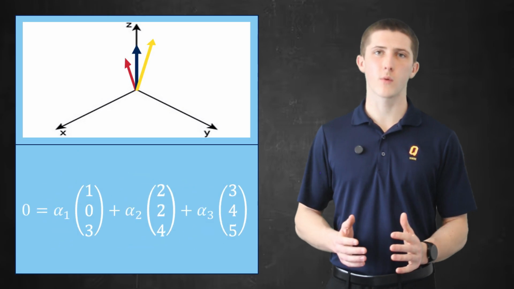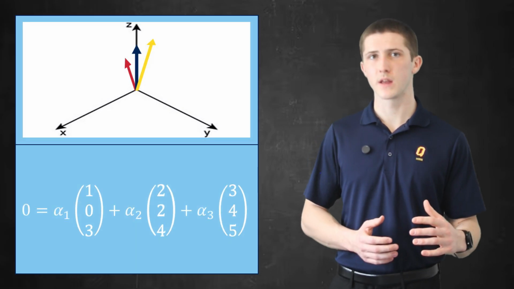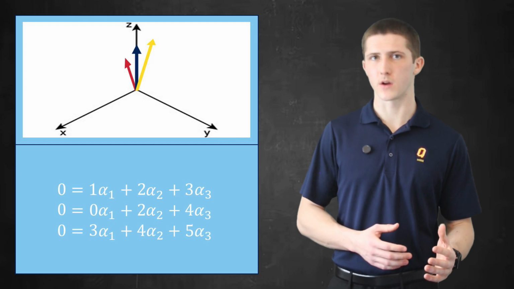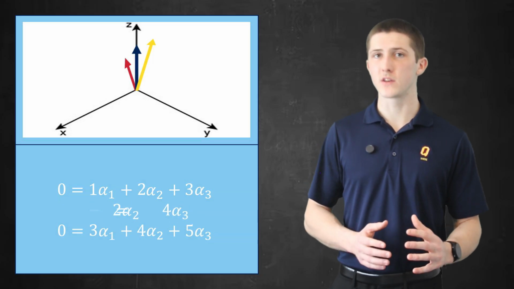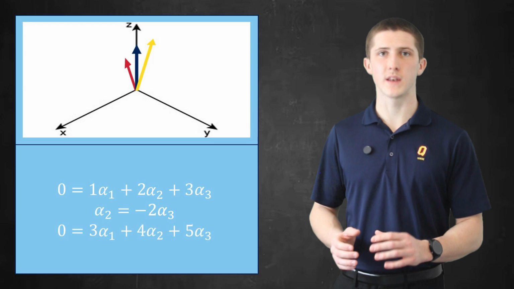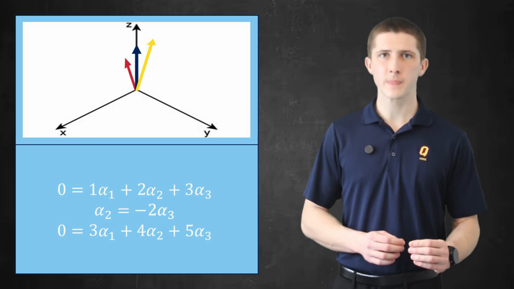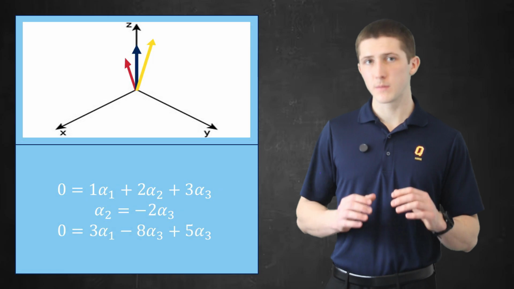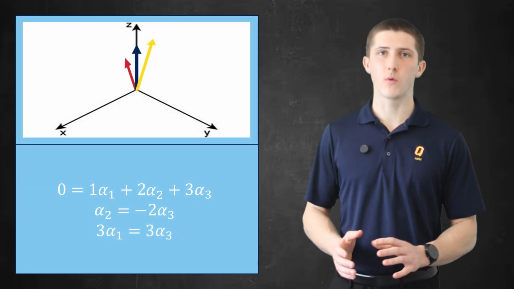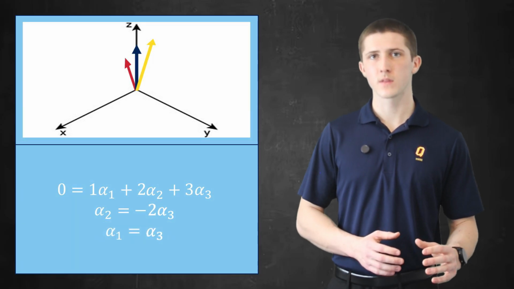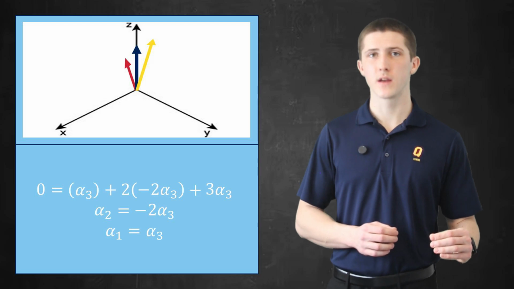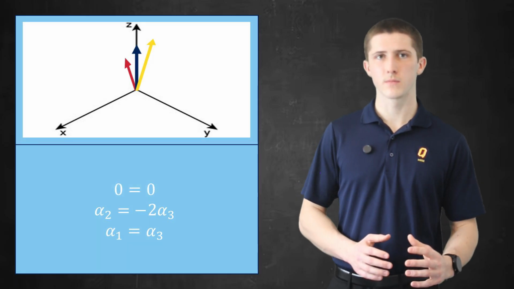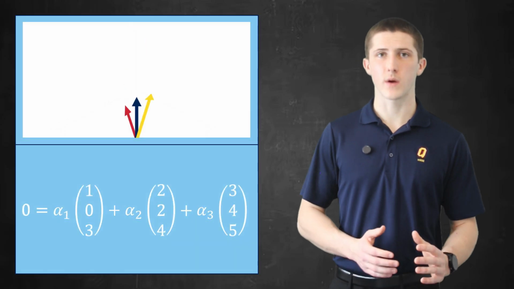Well, we can write out our equation and start trying to find a solution. In the second equation, we only have two variables since alpha 1 is multiplied by 0. So we can rearrange to get that alpha 2 is equal to negative 2 times alpha 3. Substituting that into the third equation, we can get an expression. Simplify it down, and we get that alpha 1 is equal to alpha 3. Substituting that into our first equation, all the alphas are going to cancel out, and we're left with 0 equals 0. Like that, we found our solution to the equation.